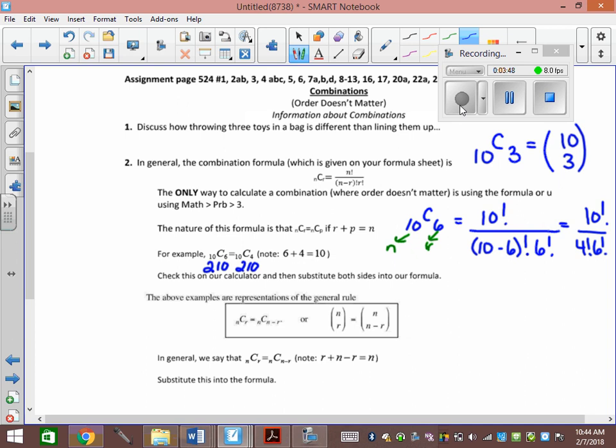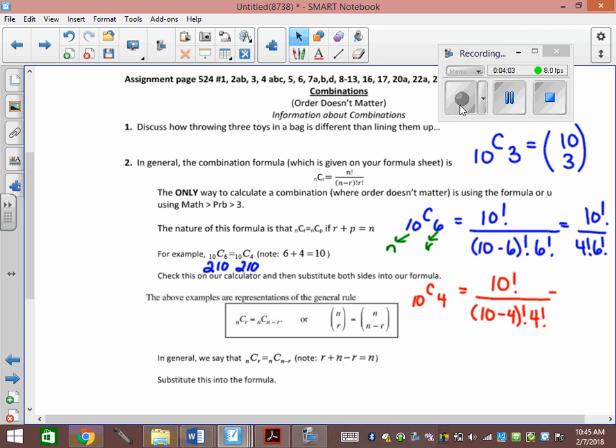Okay, let's try 10C4. So it's going to be 10 factorial over 10 minus 4 factorial, times 4 factorial, which is 10 factorial. Oh, it just disconnected somehow.